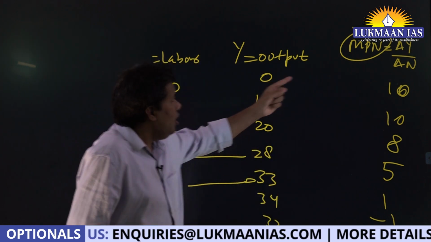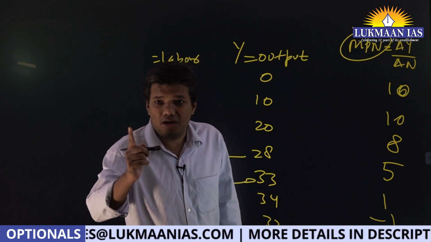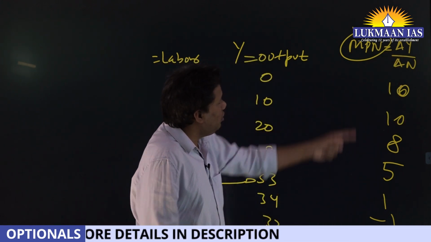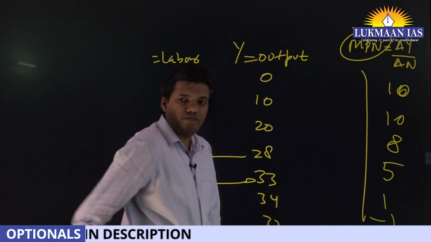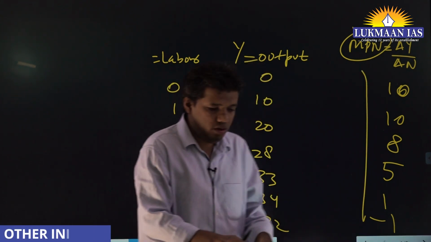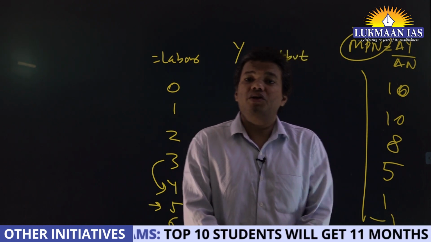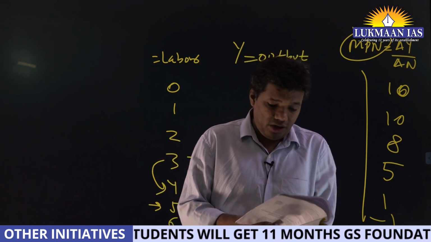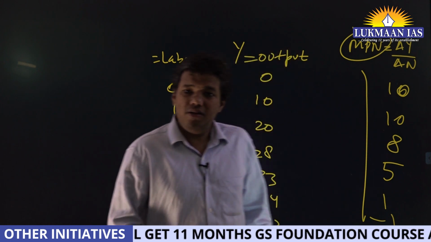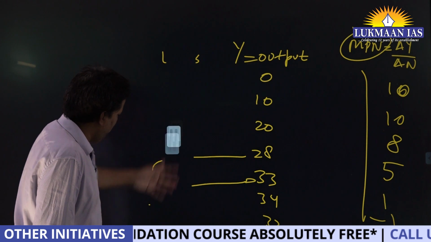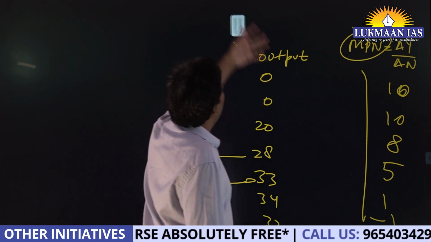What it says: if I add one more labor, what will be the change in my output? And this is what you can see here. Fine? Okay, wonderful. What is the meaning of MPN? Marginal productivity, marginal product of labor, right? Marginal product of labor, that's how we define it.